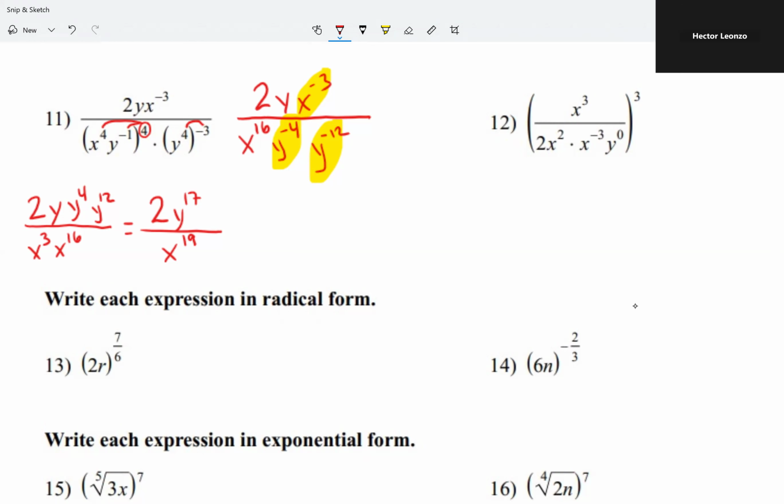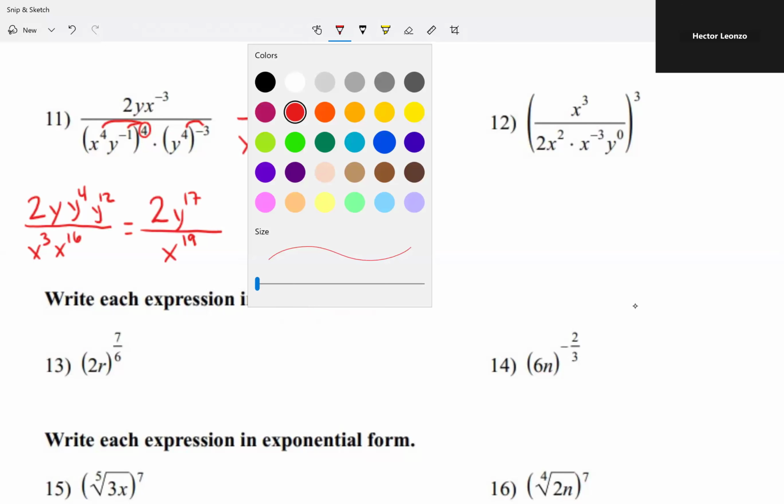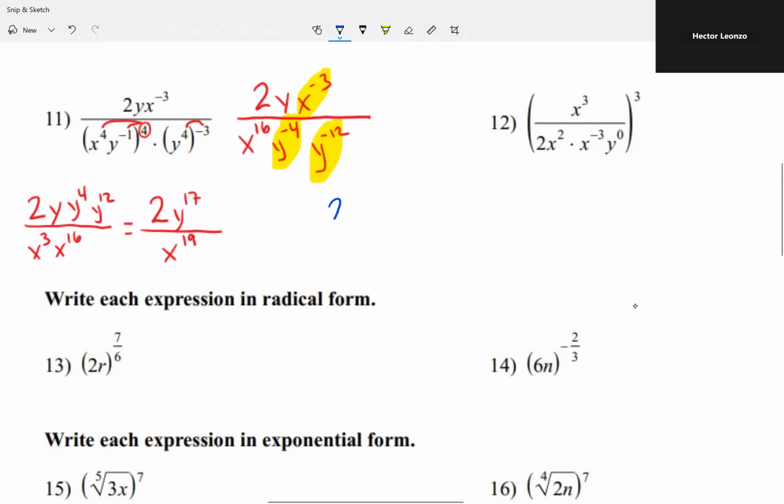Some of you might be like, Mr. Leonzo, what do you mean? Let me come up with an example. Let's say I had something like 2x to the 3, y to the 17th over 6, x to the 7, and y to the 3. I look at my numbers, my 2 and my 6. I can divide each by 2, so this becomes 1 and this becomes 3.